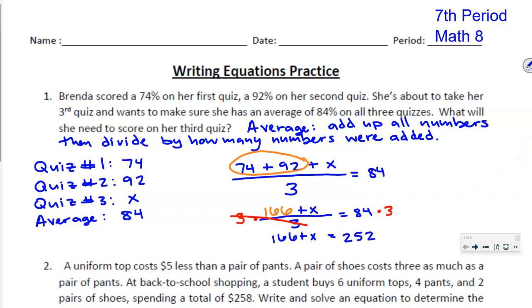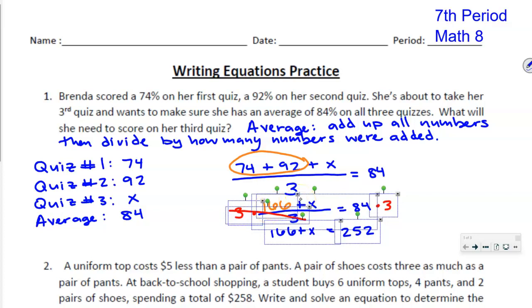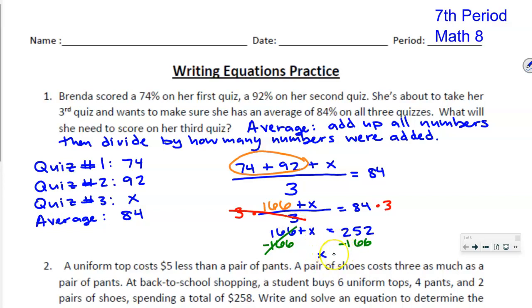There's just one solving step left, x plus 166. We will undo adding 166 by subtracting 166. Whatever I do to one side, I will do it to the other side. And that leaves me with x, which is equal to 86. This means x, which we just solved for, represents that third quiz score, so Brenda must score an 86%.